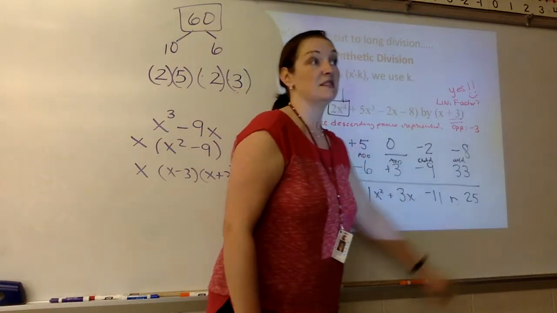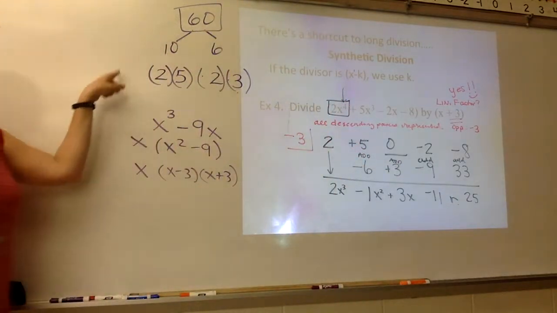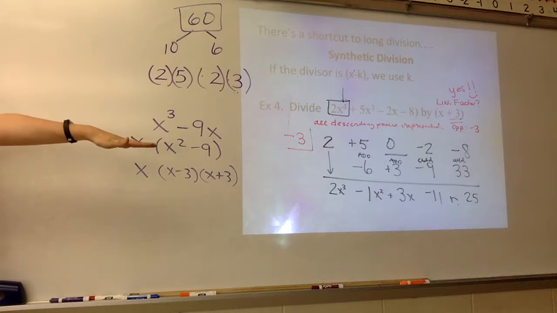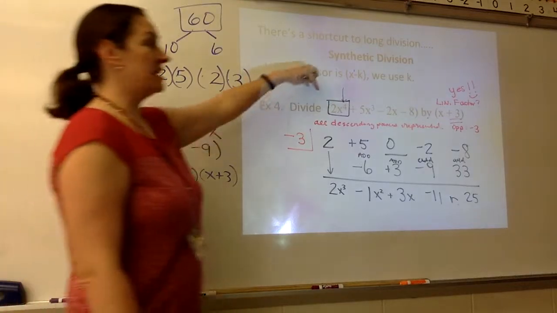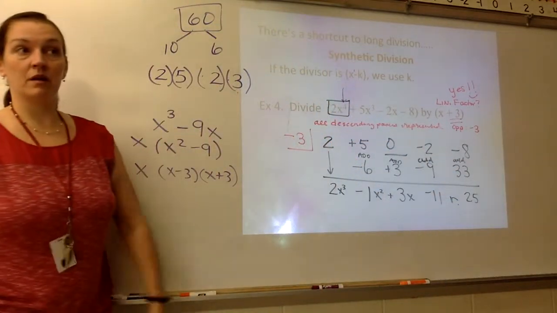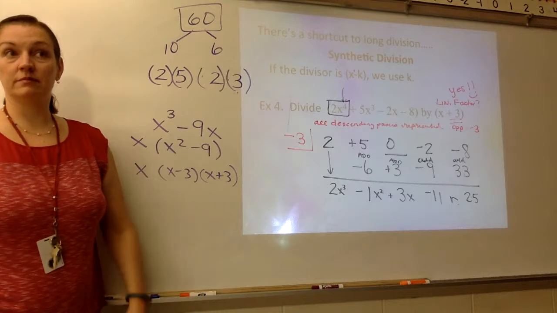The remainder didn't come out to 0. Over here, when we did the long division, if the remainder doesn't come out to 0, it's not a factor. Same thing, we just showed it here, the remainder is not 0. If I had plugged in a -3 for x, I would have gotten 25 out. That's the remainder theorem.